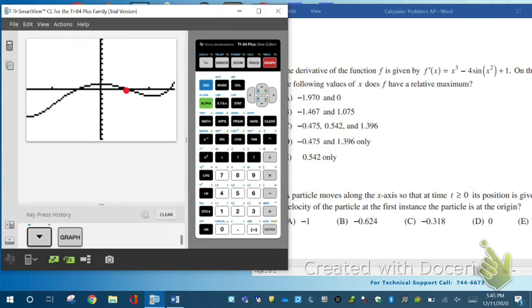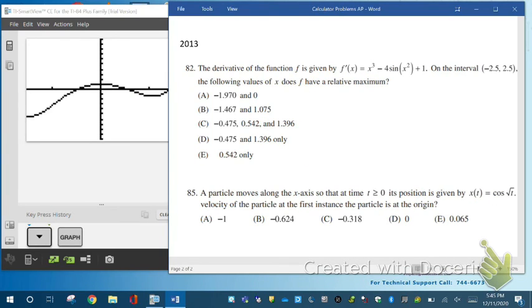But there could be more than one answer because I don't have the window correct. So I need to make sure I have the full number of answers. So, got to change the window because remember, it said between negative 2.5 and positive 2.5. I think I got to double check. So yes, the window should go from negative 2.5 to positive 2.5. So there could be another answer that I can't quite see. So I'm going to change my window.